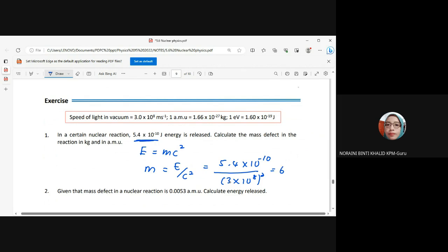Okay, you akan dapat 6 times 10 power negative 27 kg. Okay, kilogram. Okay, bawah tu you all boleh try. Saya bagi jawapan lah ya, sebab saya nak sambung sikit lagi.